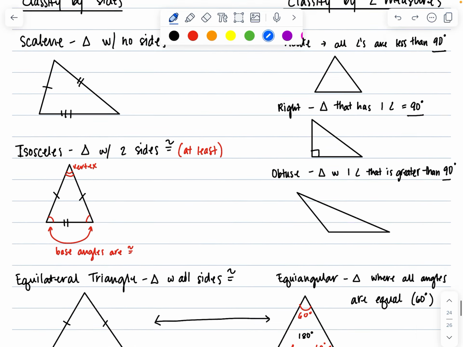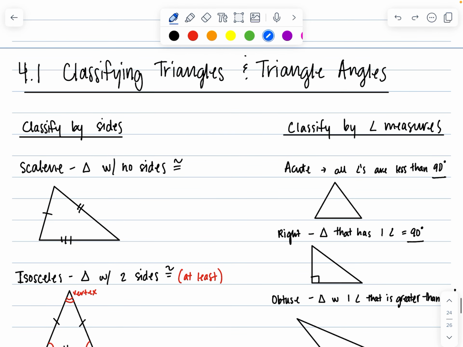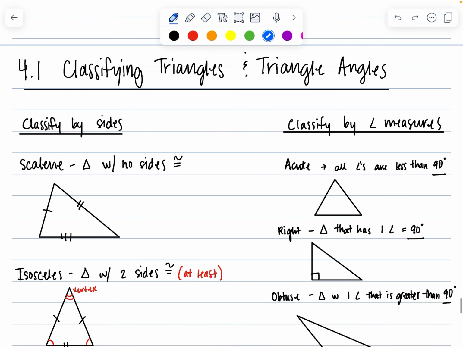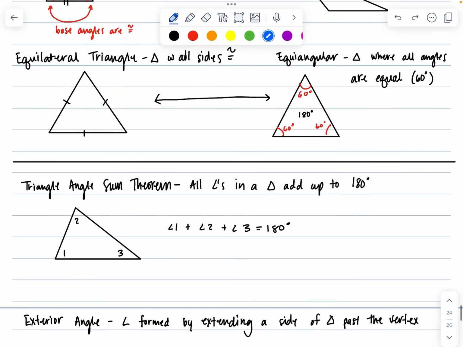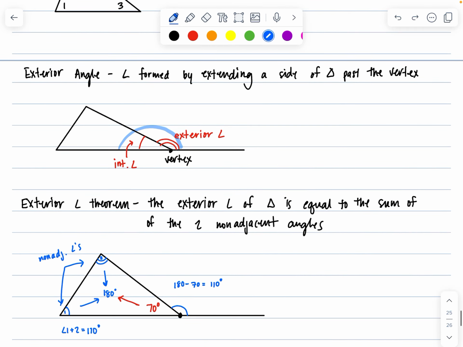So there's all of what we need to know to start off our unit: classifying triangles by their sides, by their angle measures, and then the triangle angle sum theorem shows up a ton. All angles should add up to 180 degrees, and then some other minor definitions.